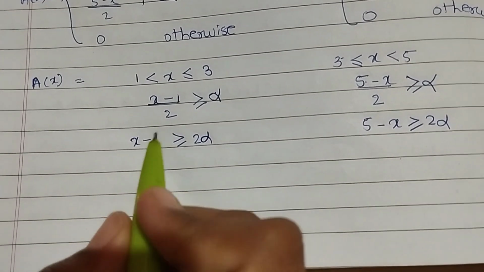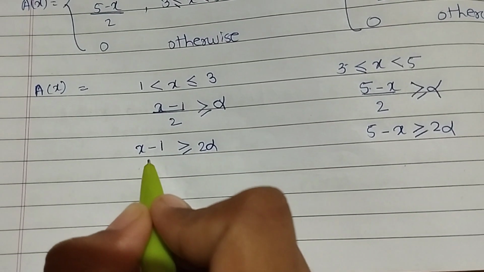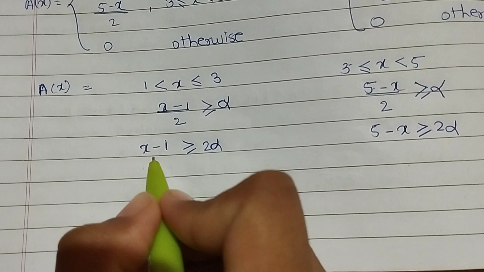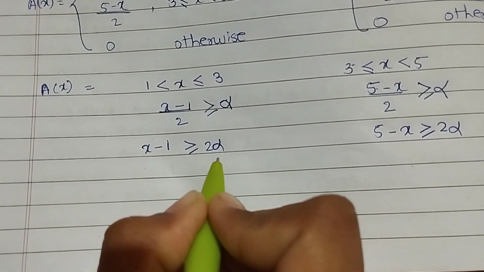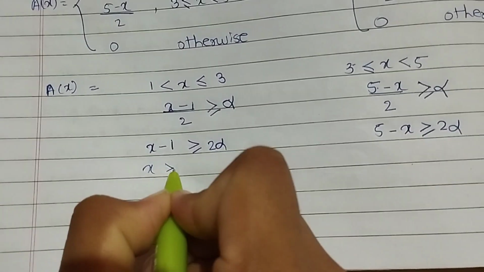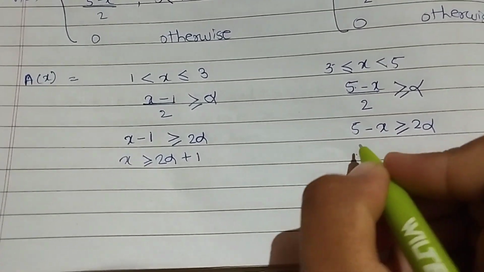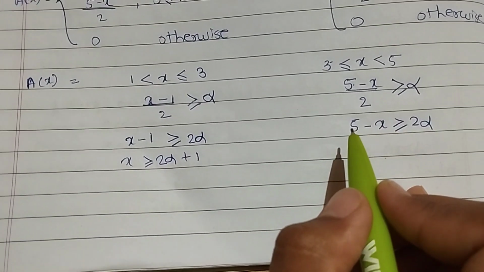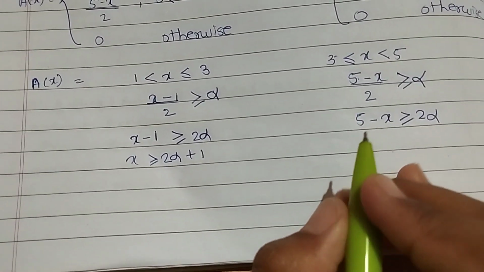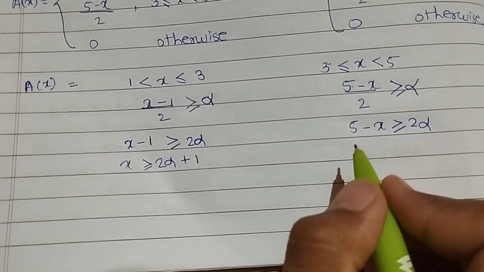Now we want to solve the equation for x. For that we move minus 1 to the right side, and when we move minus 1 to the right side, minus 1 is converted into plus 1. So x is greater than or equal to 2 alpha plus 1. Same here, if we shift 5 to the right side, then the minus x is on one side, and then the sign conditions come.